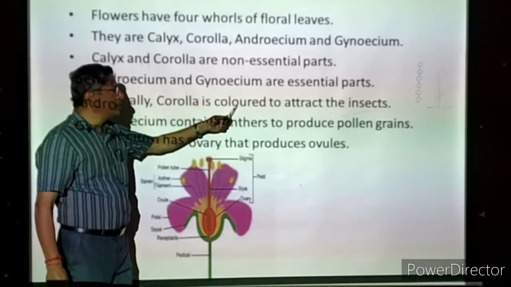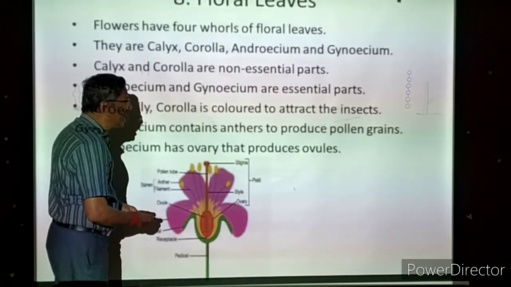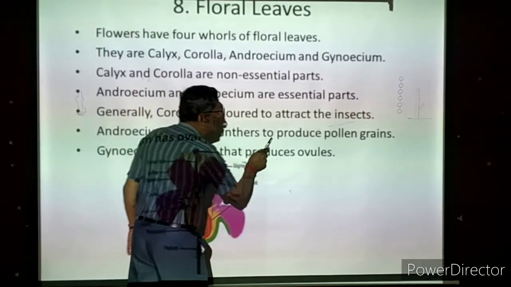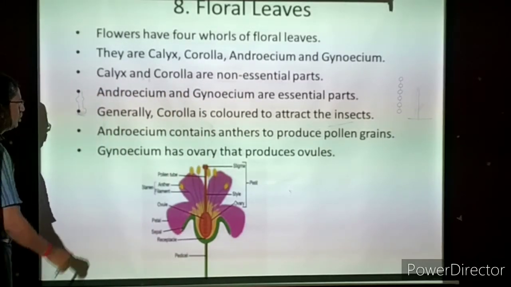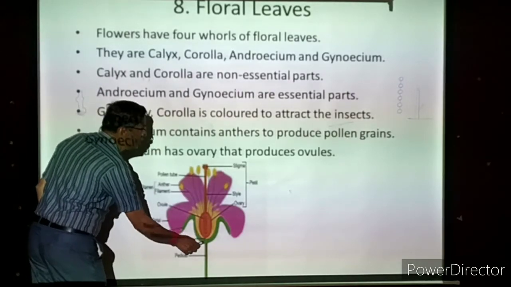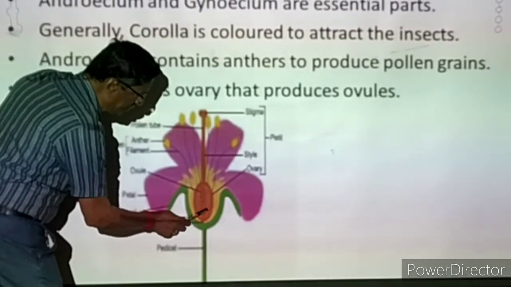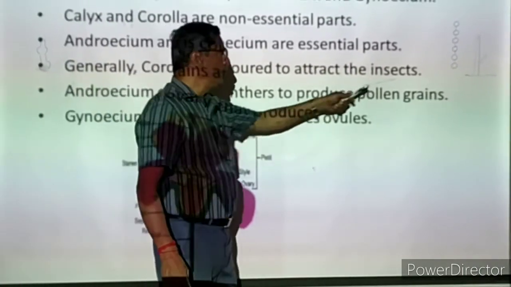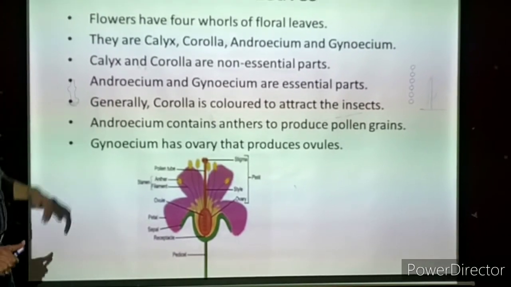Generally, the corolla is colored to attract insects for pollination. Androecium contains stamens with anthers. Anthers are the yellow bag-like structures. The anthers produce pollen grains. Pollen grains are male gametes for reproduction. Gynoecium has the ovary, which produces ovules. Small ball-like structures are produced inside the ovary. They are called the ovules. Ovules are like eggs. Pollen grains are male gametes. They fuse together and form seeds.